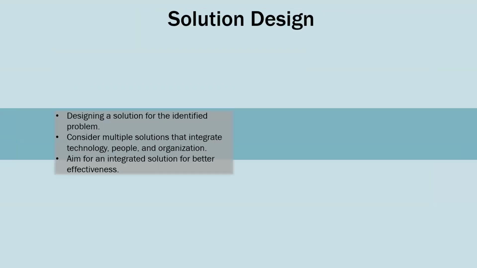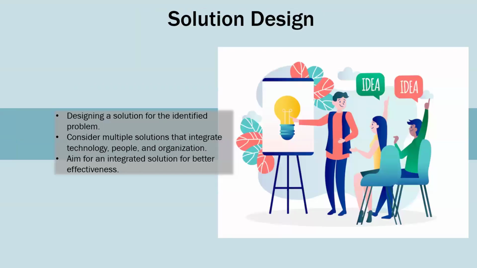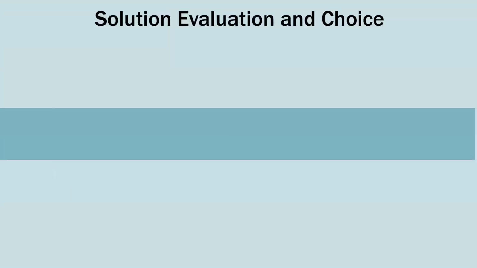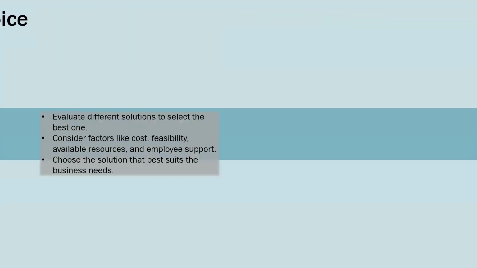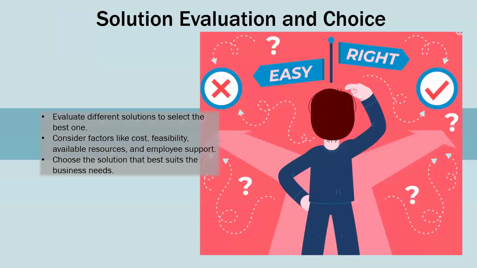Then when you have gathered the information, you get to what is called solution design. So you want to design a solution for the identified problem. What you do is you won't come up with a single solution at this moment. You come up with multiple solutions that may integrate your technology, your people, your organization, the three dimensions, right? However, on the next stage, that's where you evaluate different solutions to select the best one. Not every solution is good for implementation. So now, after you've generated a lot of solutions, you need to choose which one is which, right?